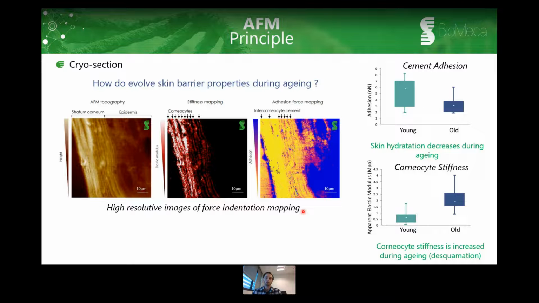The intercorneocytic cement is composed of lipids and water, and the more lipids we have, the more the skin barrier is able to keep water. Thanks to this analysis, we're able to study skin hydration on sections during aging. As you can see, during aging, the adhesion force decreases with time, meaning that skin hydration decreases during aging. And this is associated with an increase in corneocyte stiffness during aging compared to a young condition, meaning that we have, for example, more desquamation of the skin during aging.